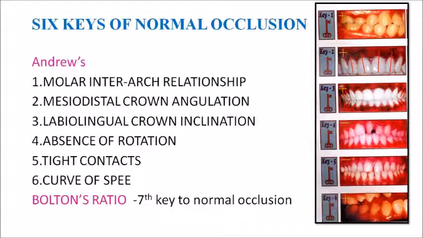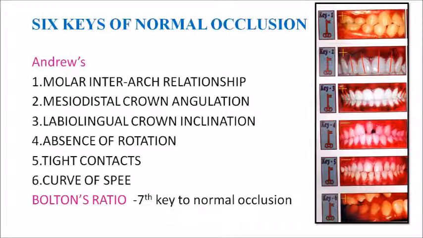It makes use of a line that passes along the long axis of the crown, and this line is called the long axis of the clinical crown. In an ideal occlusion, the gingival part of the long axis of the crown should be distal to the occlusal part of the line. Please look at the picture. You can see that the lines pass through the long axis of the crown, and the gingival part of each line is distal to the occlusal part. So that is the second key, the mesiodistal crown angulation.